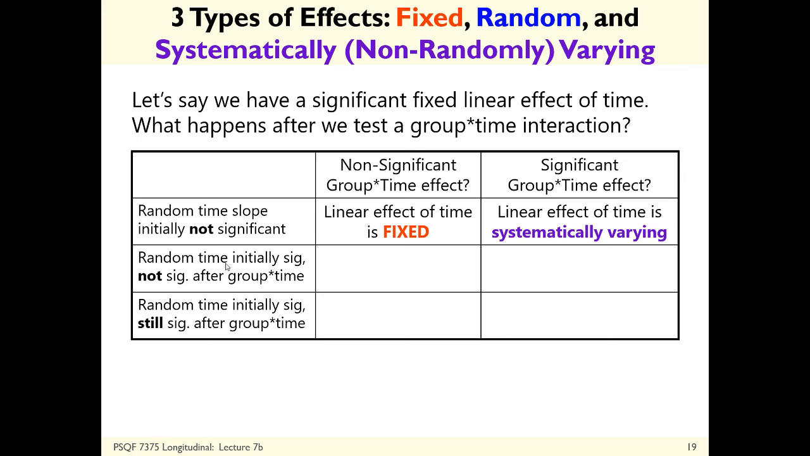You could also have a random time slope be initially significant, but then go away after you add group by time. Go to 0 or close to it. In that case, hooray for you! Think about it. If I have a random linear time slope variance, and I put group by time in the model to explain it, and the random time slope variance goes away, hooray! That means I have explained all the reasons why people needed their own slopes. It's because of group and nothing else. I win. R square for the slope of 100%.